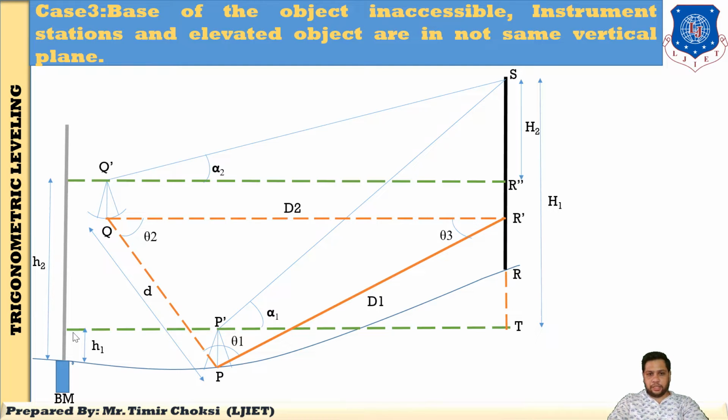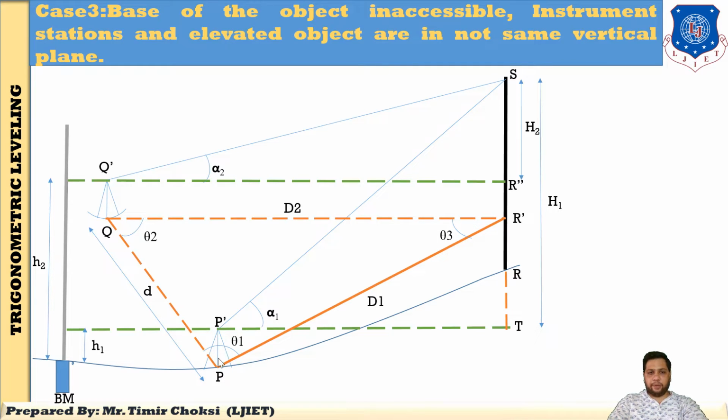Then this is our line of sight of station P, and you find alpha 1. It is the vertical angle. Here there is a little change of notation. You consider the vertical angle with the notation alpha 1 and alpha 2. So at station P, you find the vertical angle as well as the staff reading. I have already explained this in a previous session. Similarly at station Q, you find the vertical angle alpha 2 as well as the staff reading H2.